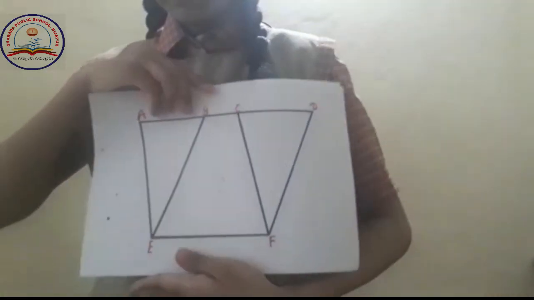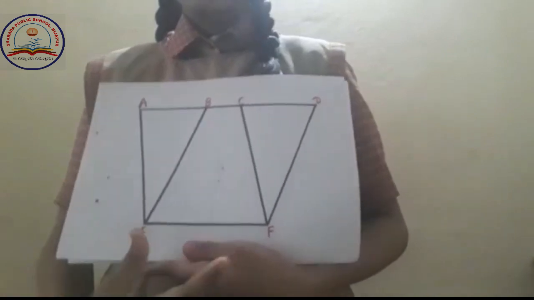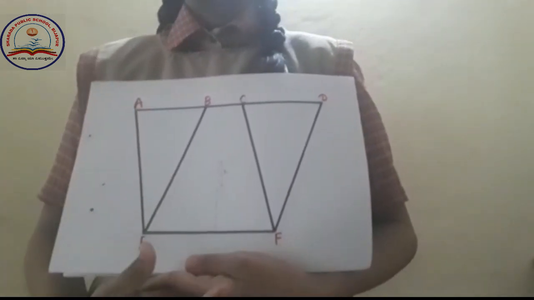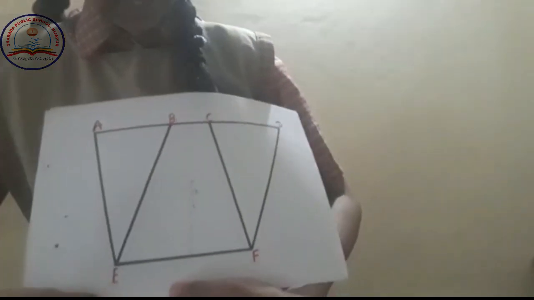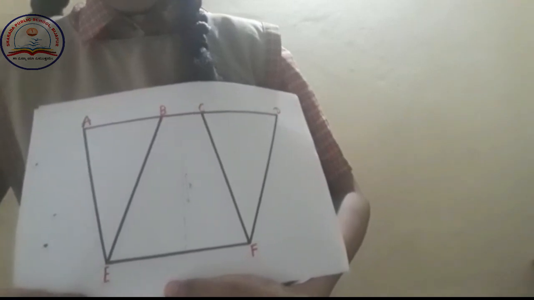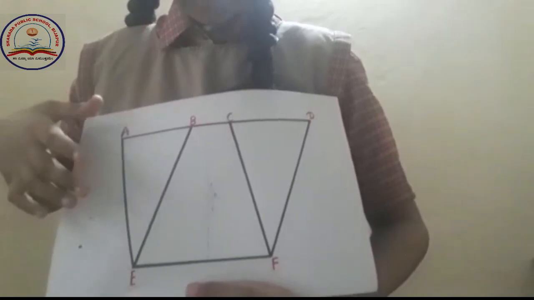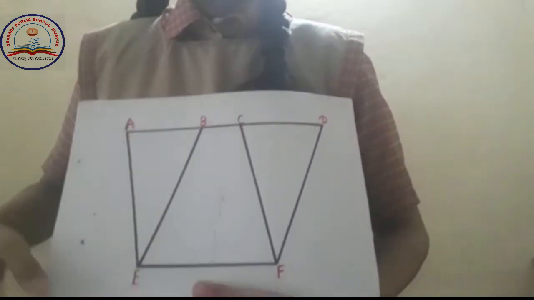In this chapter we have discussed many theorems, and the 3 most important are theorem 1, theorem 2 and theorem 3. The first theorem says that any 2 parallelograms which lie on the same base and are between the same parallels are equal in area. That means here the 2 parallelograms are ACEF and BDEF. They lie on the same base, that is EF, and between the same parallels, that is AD and EF. So they are equal in area.